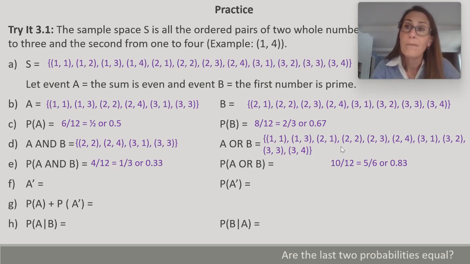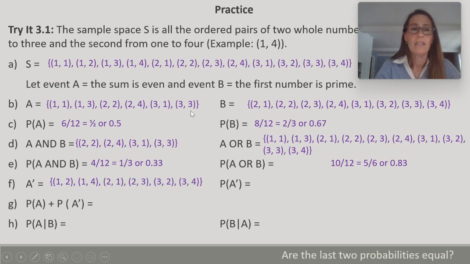So what is the complement of A? So it's everything in our sample space S that's not in A. So here was S, here is A. So we're going to have everything that's not in A. So it's going to be (1,2), (1,4), (2,1), (2,3), (3,2), and (3,4).